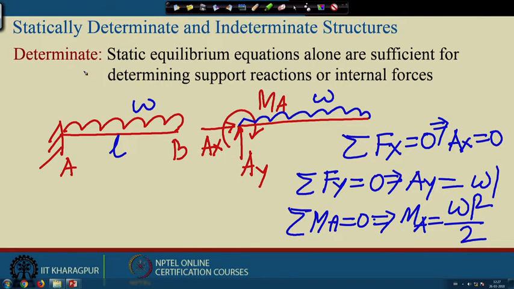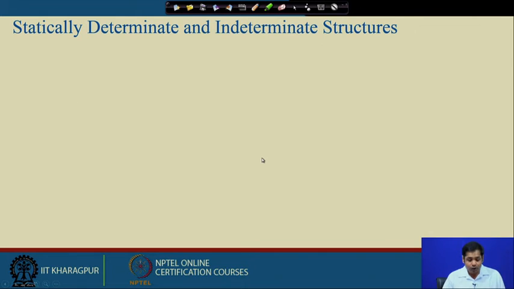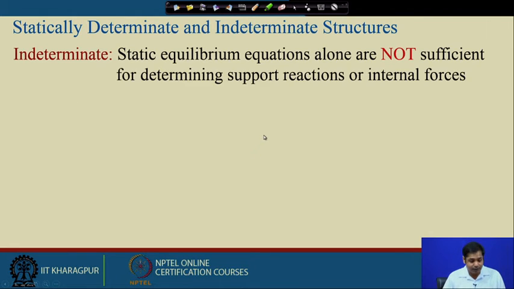For any structure, if it can be done, these structures are determinate structures. But most of the structures that we come across are not determinate, because equilibrium equations alone cannot give you the solution of those structures. Those structures are called indeterminate. So, this is the example that I showed. In an indeterminate structure, static equations alone are not sufficient to determine the support reactions and internal forces.